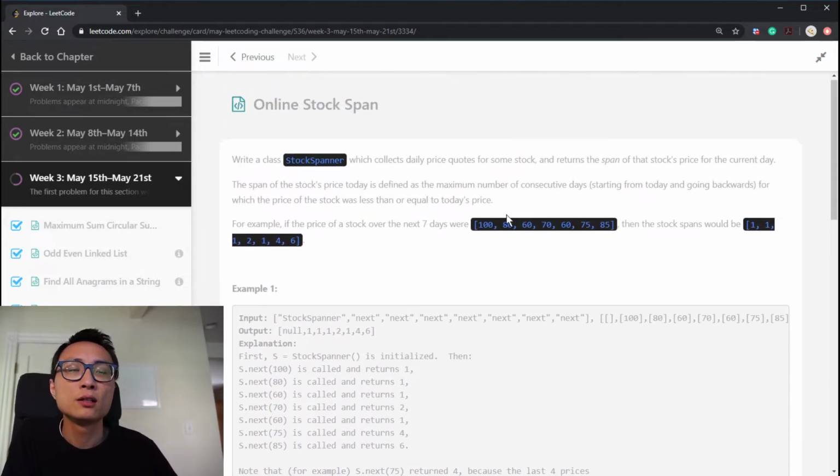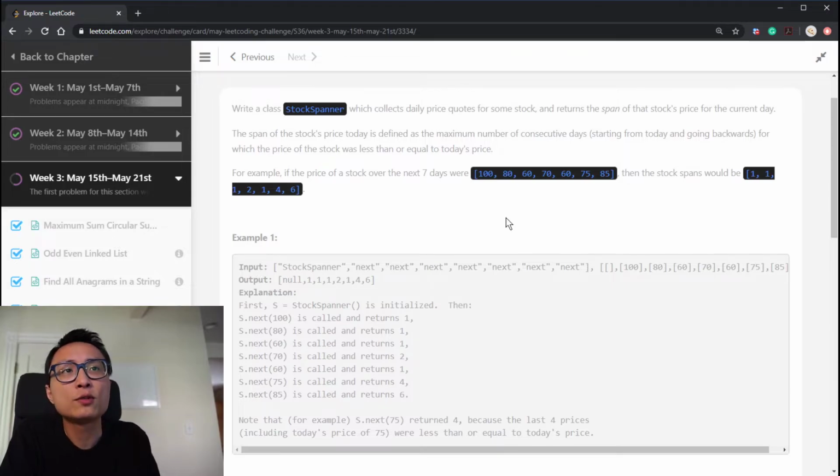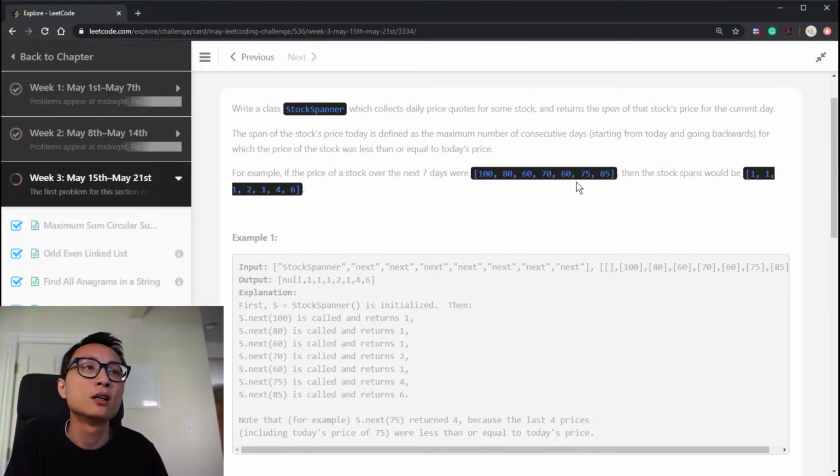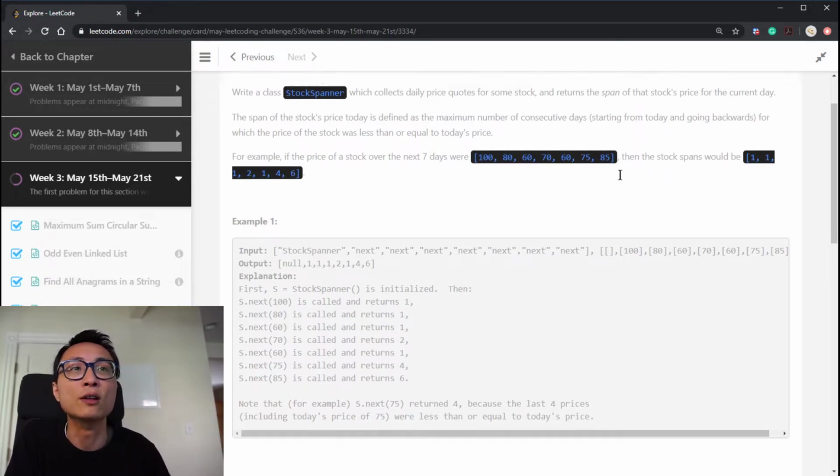So I guess the brute force solution is just to keep the whole thing, and whenever we insert one thing, we look back until we find some price that's higher than today, and we return the number of elements we looked back over as the span. That's just using the definition.